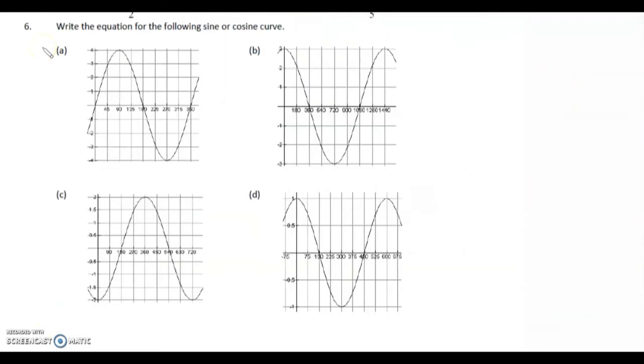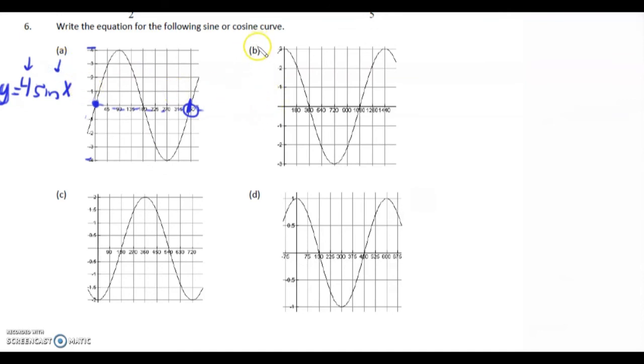All right, number 6, write the equation for the following sine or cosine curve. I'm going to assume that there are no transformations for these ones, just looking at them. This one starts on the equation of axis, so I'm going to call this sine. So y equals something sine. Amplitude goes here. We go up to 4 and down to negative 4, so the amplitude is 4. The period, one full rotation, is 360, so that's just 4 sine x. It doesn't affect the k value here.